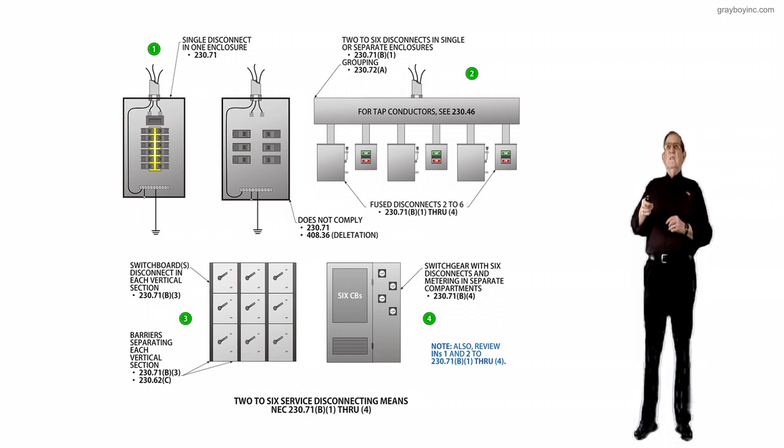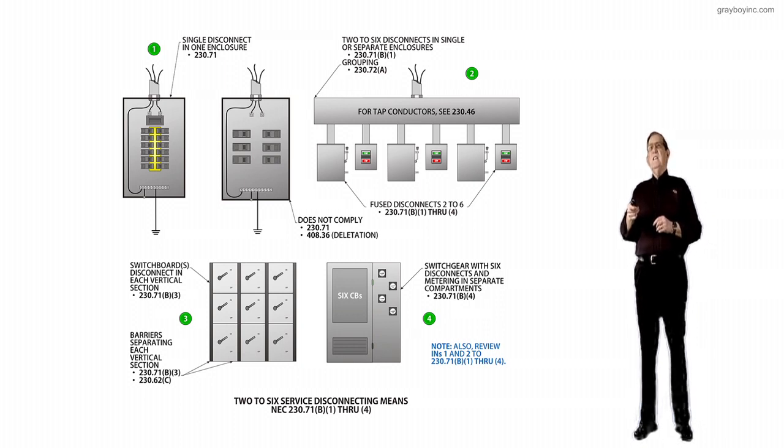Now, the 2-to-6 service disconnecting means that you see here above the auxiliary gutter are separate enclosures. So 2-to-6 disconnects in single or separate enclosures that comply with 230.71, B as in boy, 1, or grouping by 230.72A as an apple. So you see, making the taps at this service and complying with 230.46 or 230.40 in some cases, then notice we're tapping to each one of these switches here.